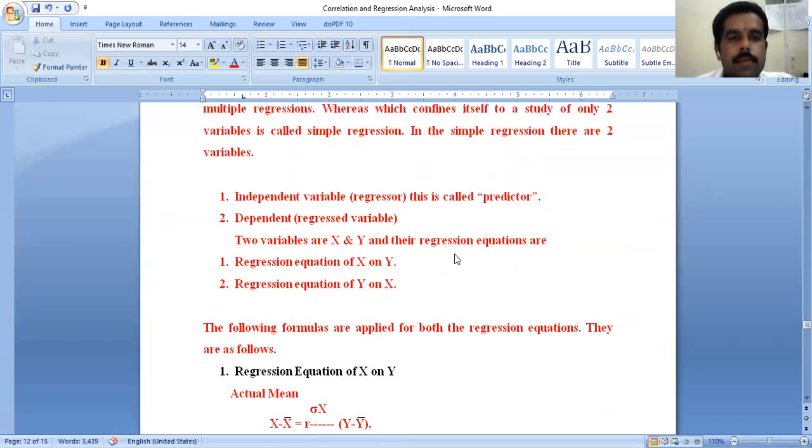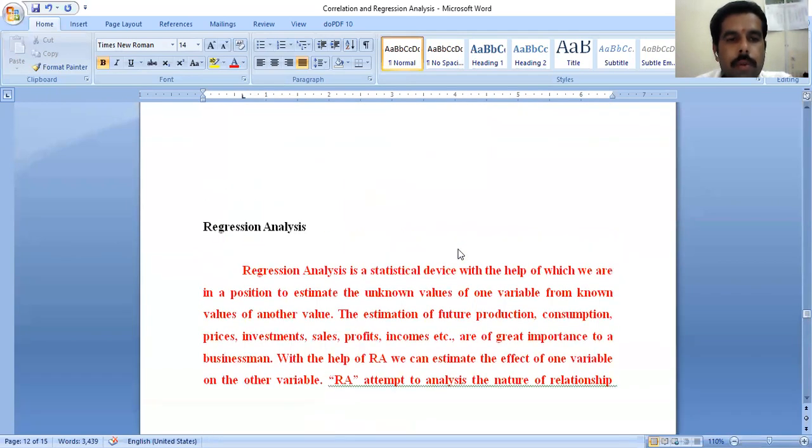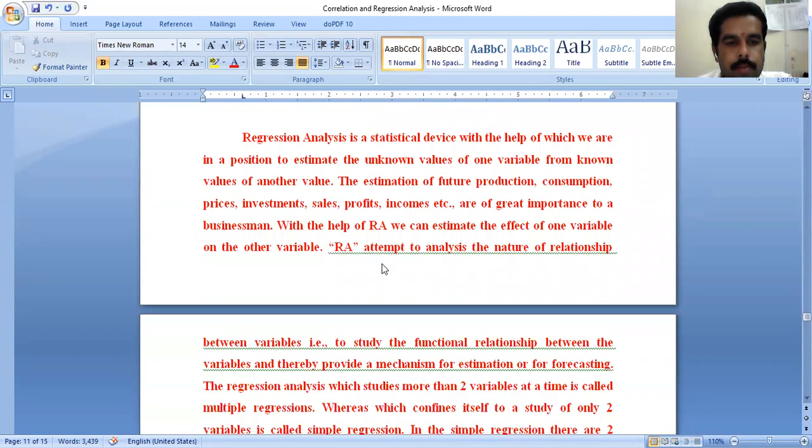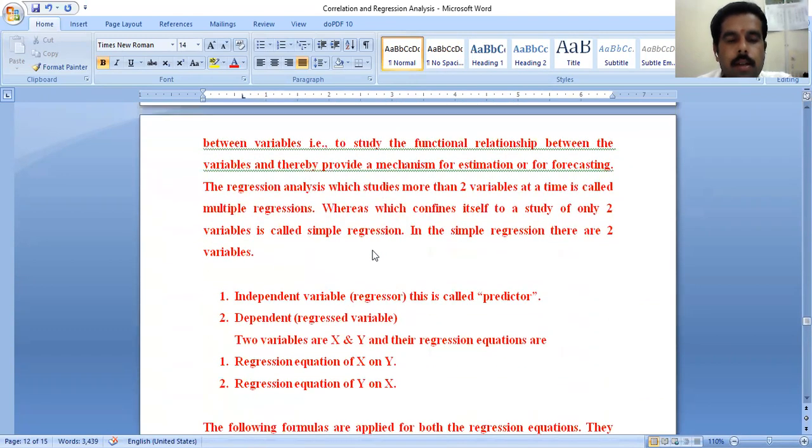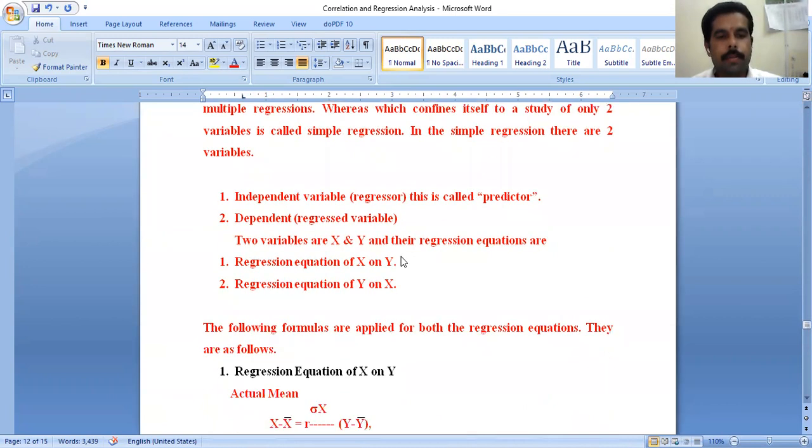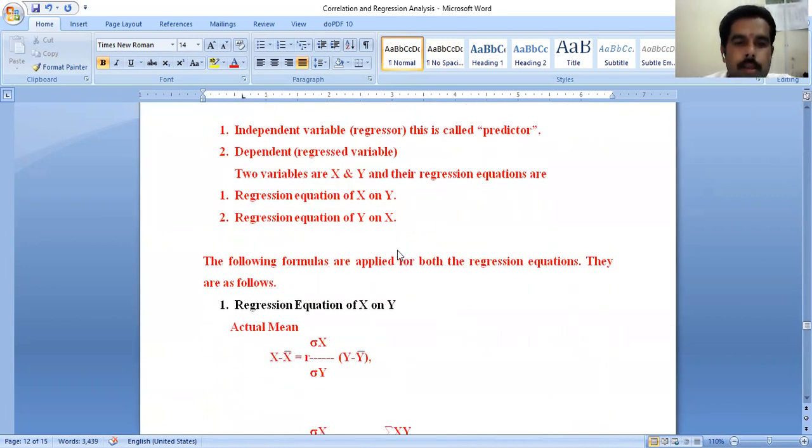So in the previous class, we discussed a good topic, that is regression analysis. And today we are going to start the probability part. So here you observe carefully. These are the formulas which we are going to apply for both regression equations. They are the regression equation of x on y and y on x.